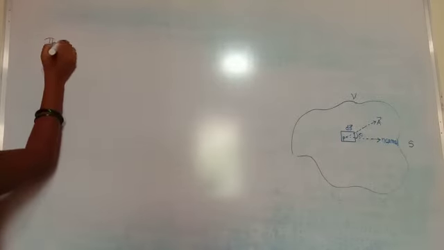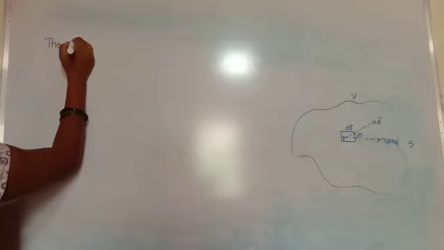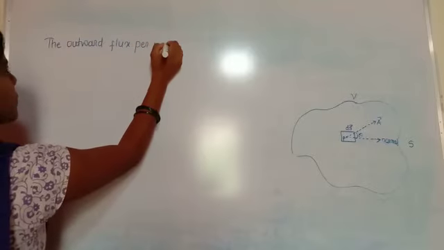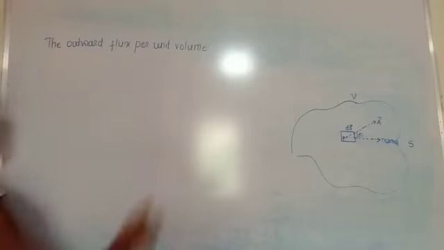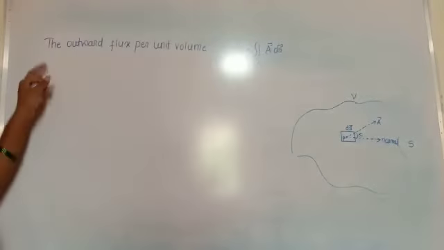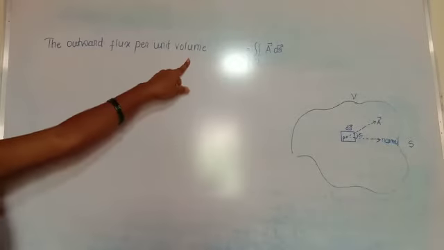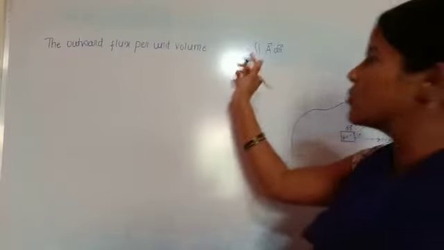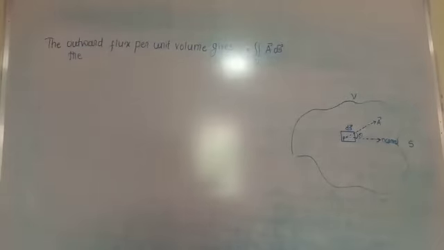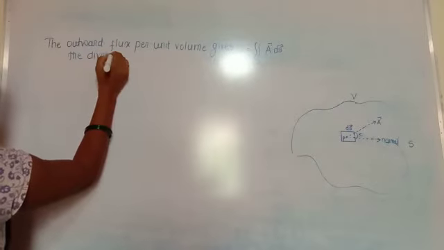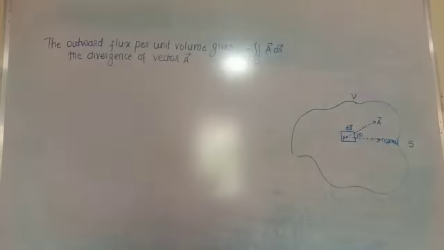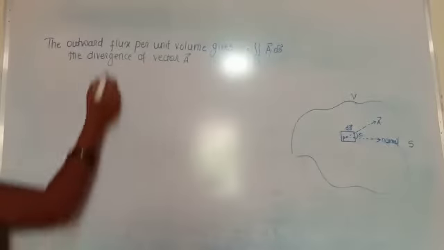Then the outward flux per unit volume, we know that the total flux is the surface integral of vector A dot ds. Therefore we are calculating the outward flux per unit volume, and this gives the divergence of the vector field A.